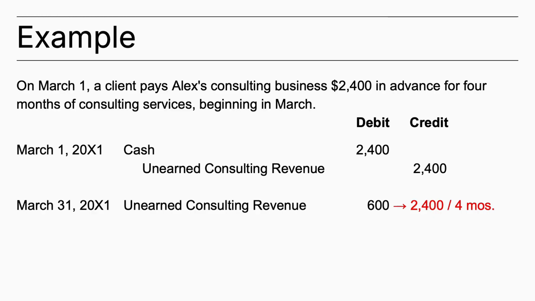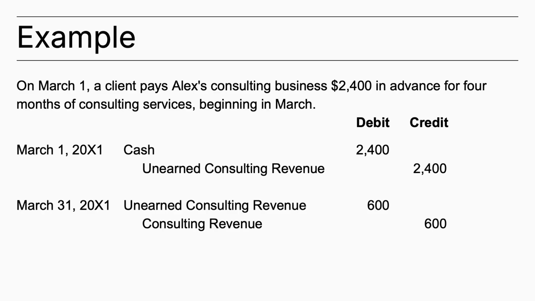We debit unearned revenue because it is a liability. As the business fulfills part of its obligation, the liability decreases. And remember, when a liability decreases, we debit the liability account. Next, we credit consulting revenue because the business has now earned that portion of the revenue. Notice that cash doesn't appear in this journal entry because the cash was received on March 1.